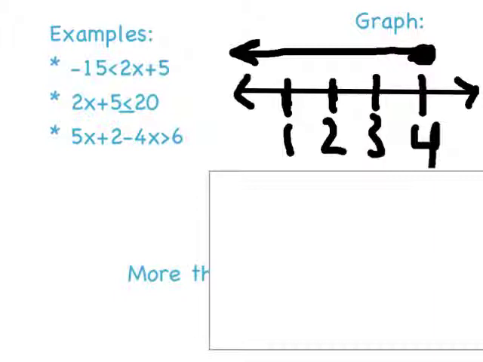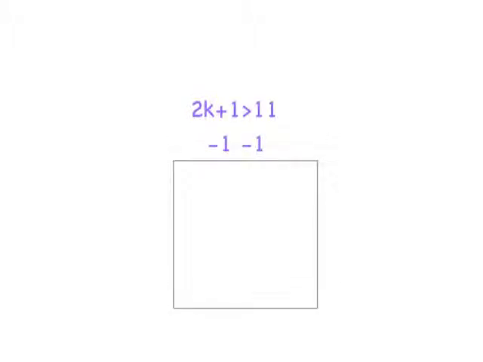Let's do an example. This is an inequality, so let's solve it. To get k by itself, you need to start with subtraction. This is because addition and subtraction always go before multiplication. This is because the order of operations is in reverse. Step 1 is to subtract the 1 on both sides. Now we have 2k is greater than 10.